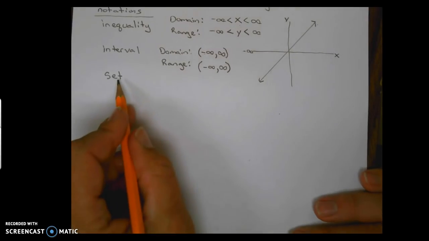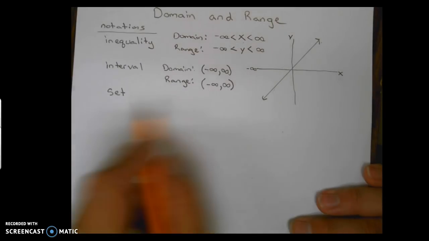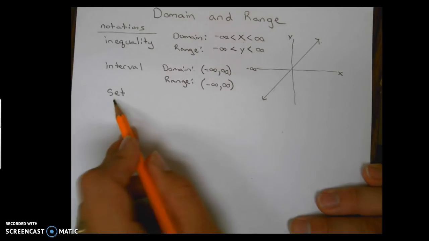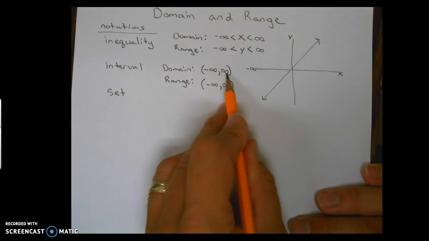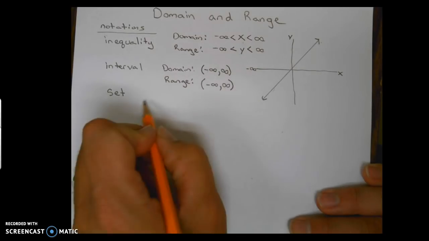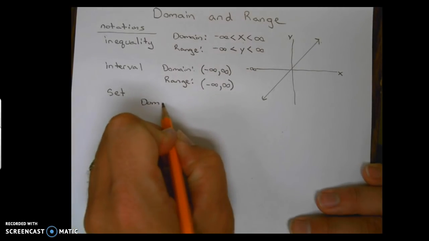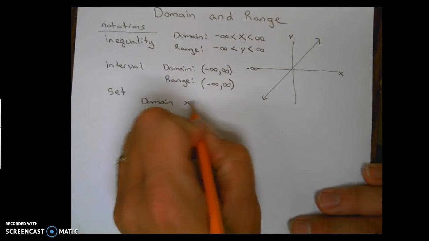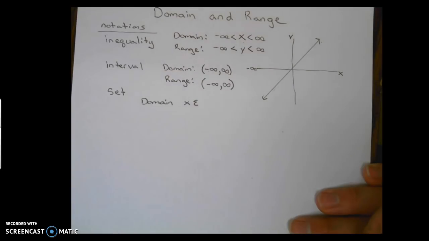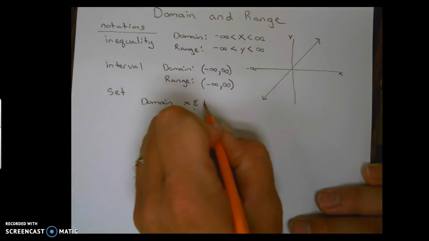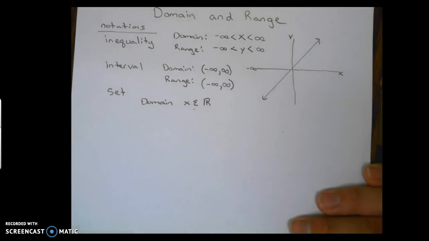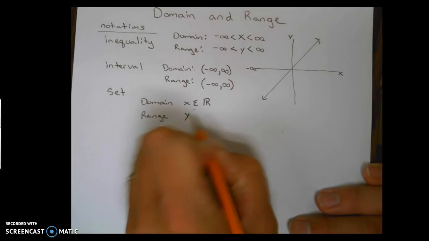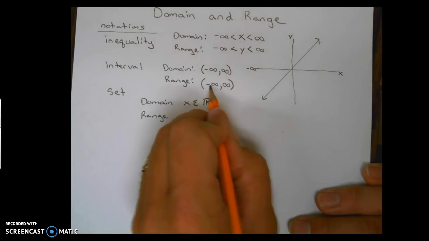Set notation. So set means what number set do these values belong to? And the number set that these, since we're including all numbers from negative infinity to positive infinity, the number set would be all real numbers. So x, the domain values, is going to be an element of all real numbers. And the range, y, is going to be an element of all real numbers as well.